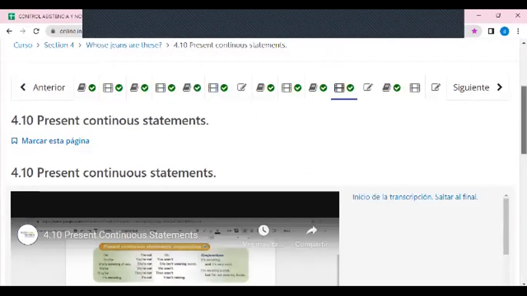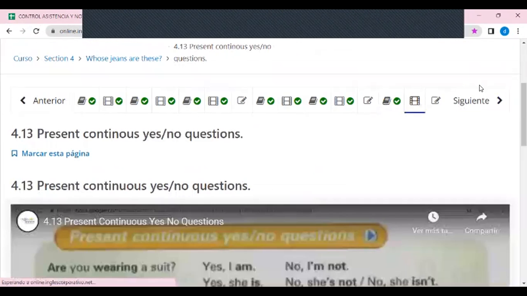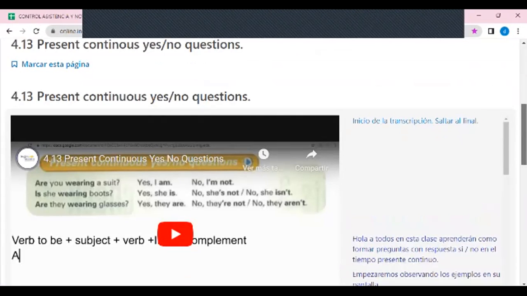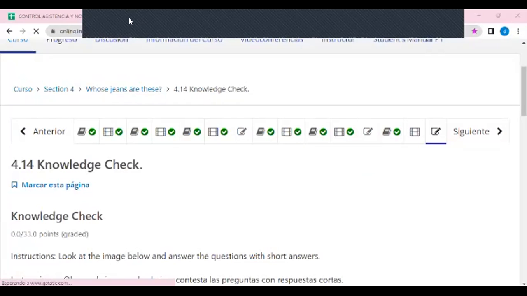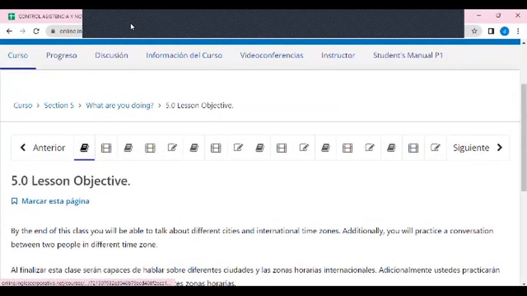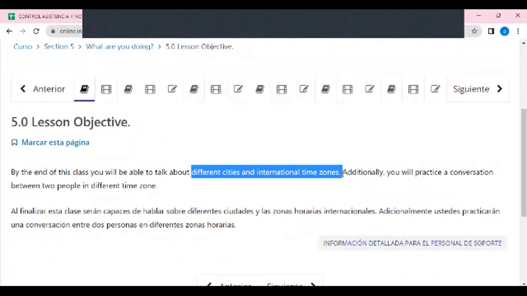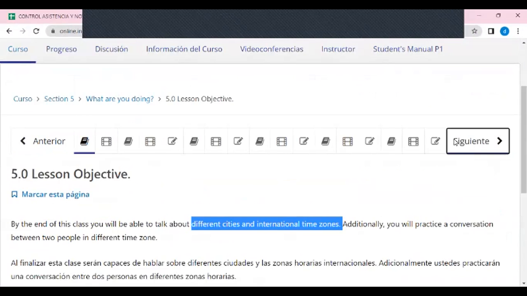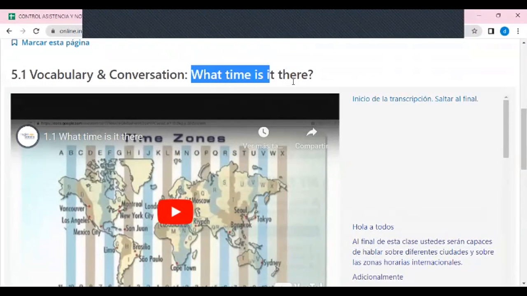Present continuous statements. Right? Present continuous. Okay, let me check. Okay, yes. Talk about different cities and international time zones. We'll practice that conversation additionally. Let's check it out. What time is it there? Repeat, what time is it there?